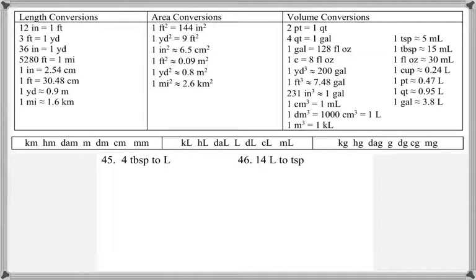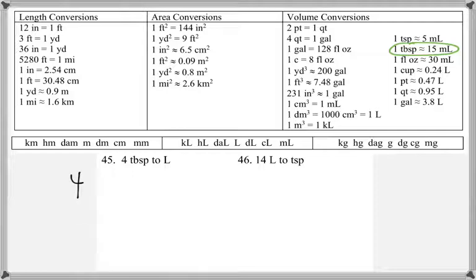Question 45 wants us to convert tablespoons to liters. Now, we've already done the reverse, liters to tablespoons, on question 43. So we know that there's not a direct conversion. We're going to have to use the tablespoons to milliliters. So we're going to use that in a fraction first, and then we're going to get the answer in milliliters. And then we're going to have to move the decimal place to convert that to liters.